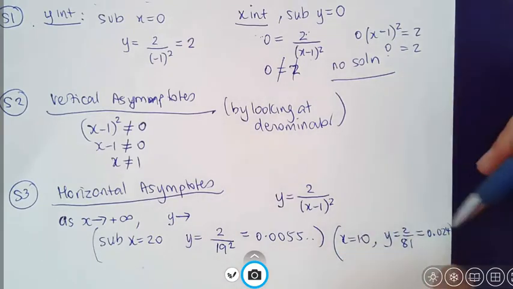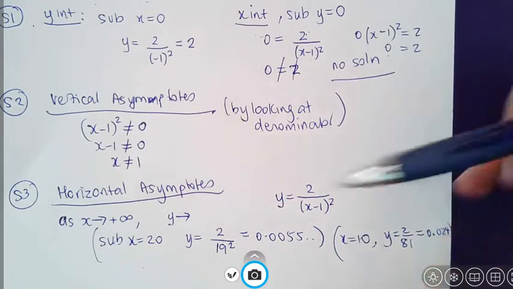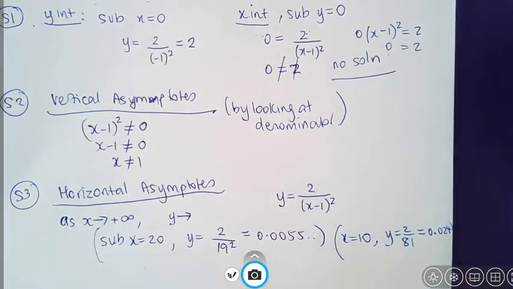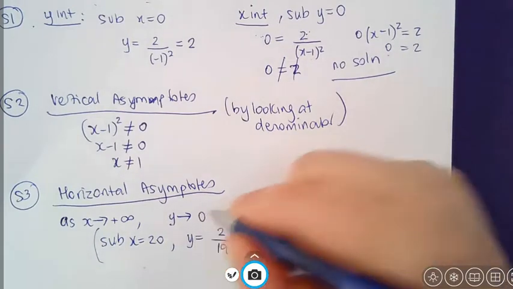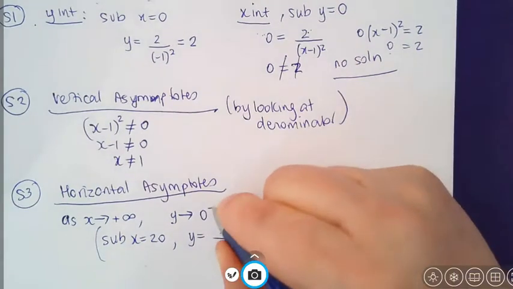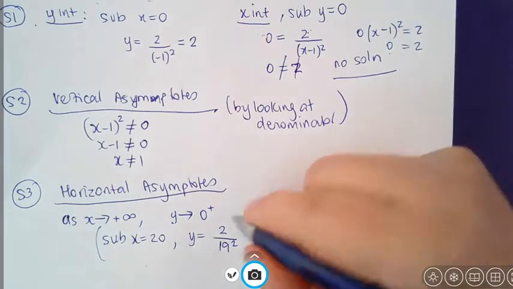Look, when x is 10, y is 0.024. When x is 20, y is 0.0055. I really think y is approaching 0. Does y approach 0 from above 0 or below 0? From above. So you put a little plus there, meaning from above.